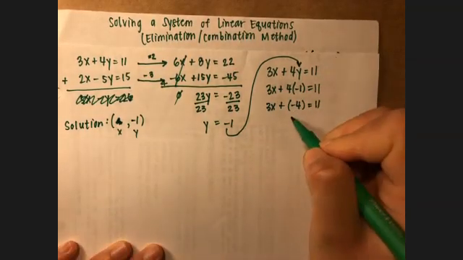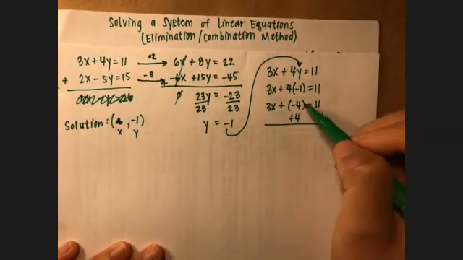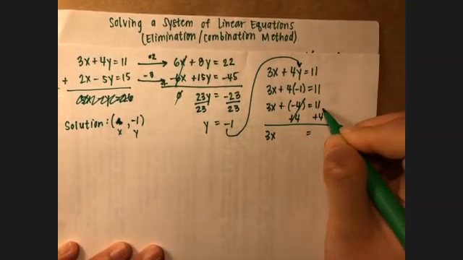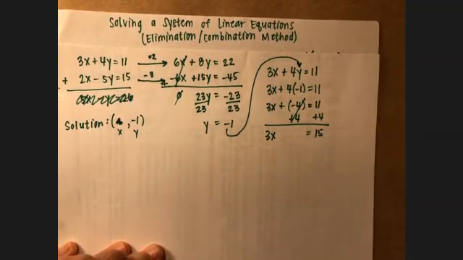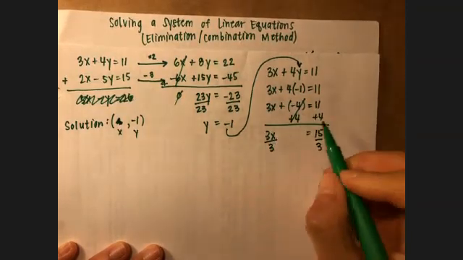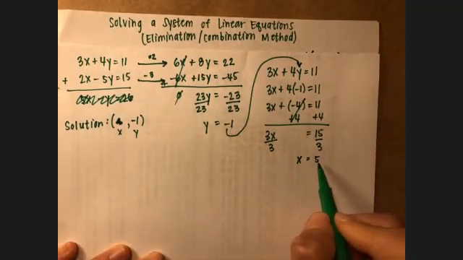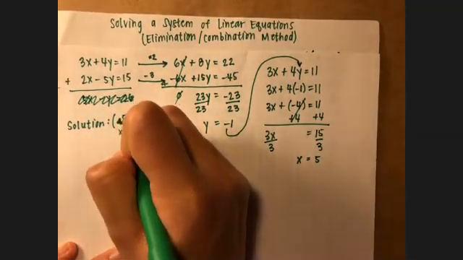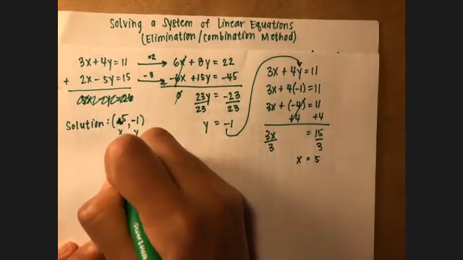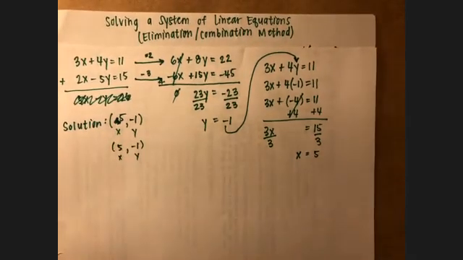I want to cancel the -4, so I'll add 4 to both sides. -4, +4 cancels because that's 0. So 3x equals 11 plus 4 is 15. Divide both sides by 3. 3x divided by 3 is just 1x. 15 divided by 3 is 5. So x is 5 and y is -1. So 5, -1 is our solution. Sorry, let me write that better. 5, -1 is our solution.